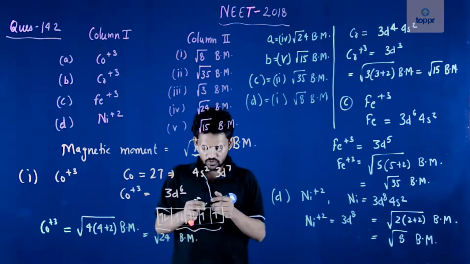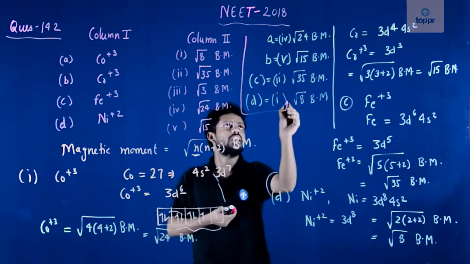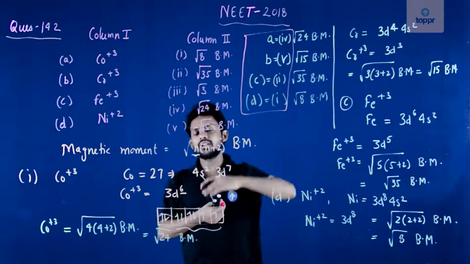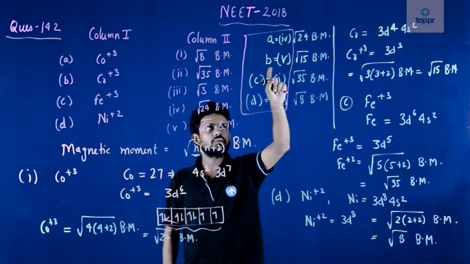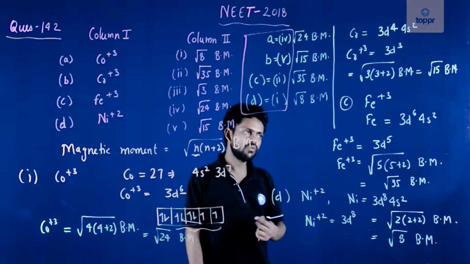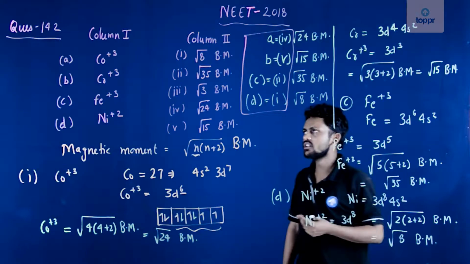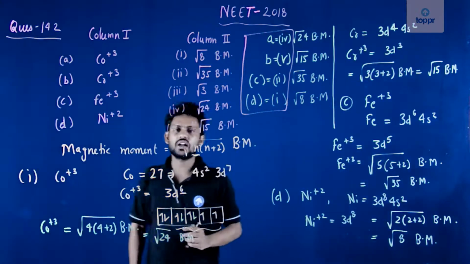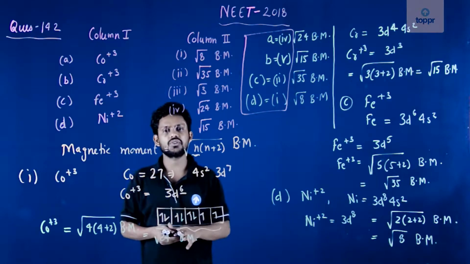So what you need to find out in the question is this. There is one option, I guess option number 2, where A matches with 4, B matches with 5, C matches with 2, and D matches with 1. So this is what you need to find out. A little bit lengthy, but the question is very simple. What you need to figure out is the atomic number of all these metals, and when you put them into the proper oxidation state, how many unpaired electrons are present.